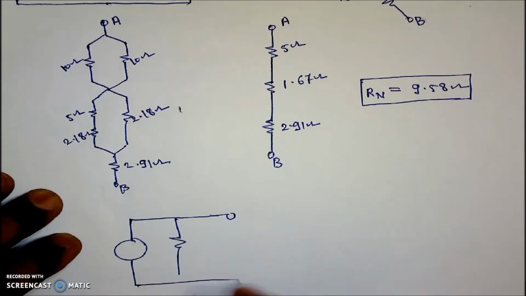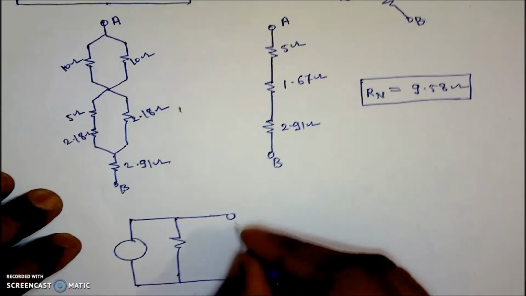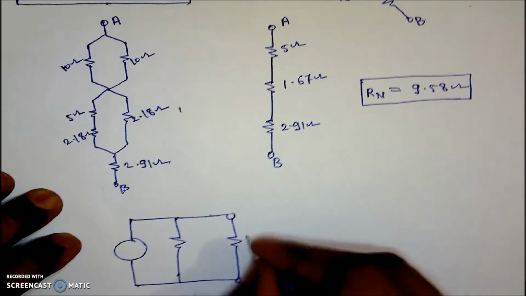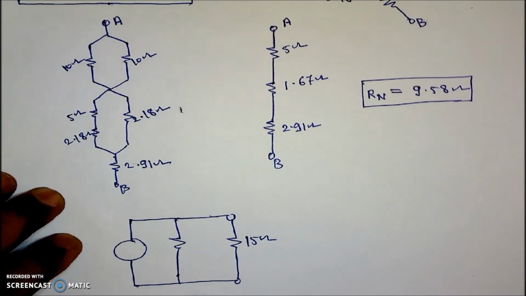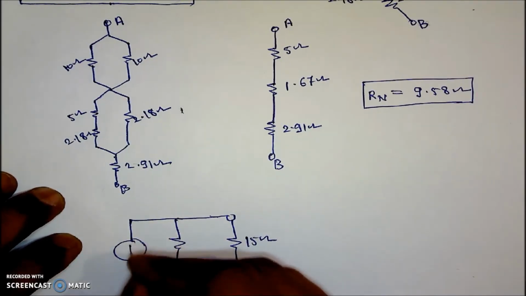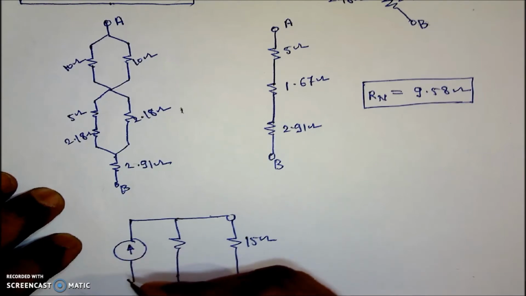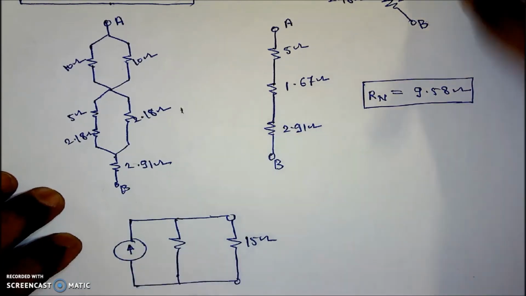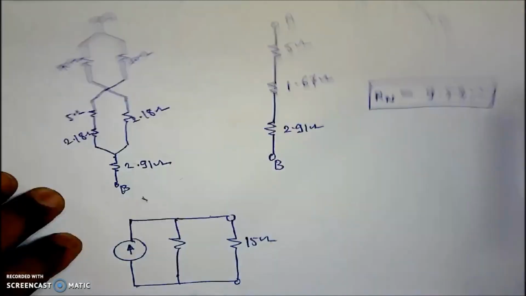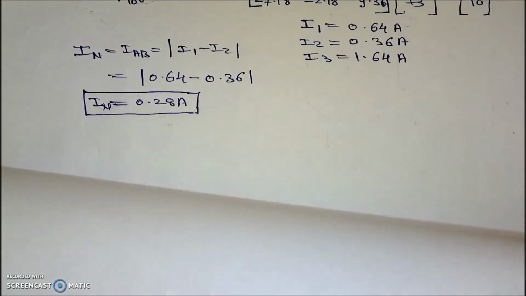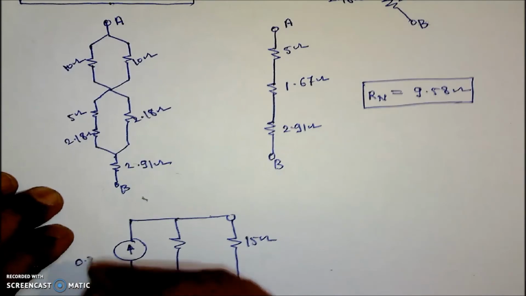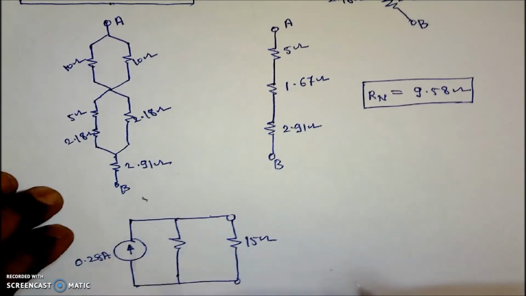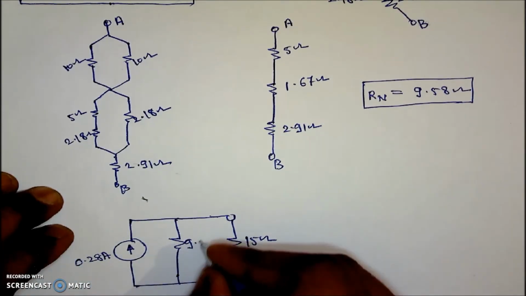And reconnect the load resistance which was removed in the first step. I guess here the load resistance is 15 ohm, because in this problem we want to calculate the current in the 15 ohm resistance. Here is the Norton's current IN, which we have calculated, and its value, which I will show here, IN is 0.28 amperes. This RN is 9.58.